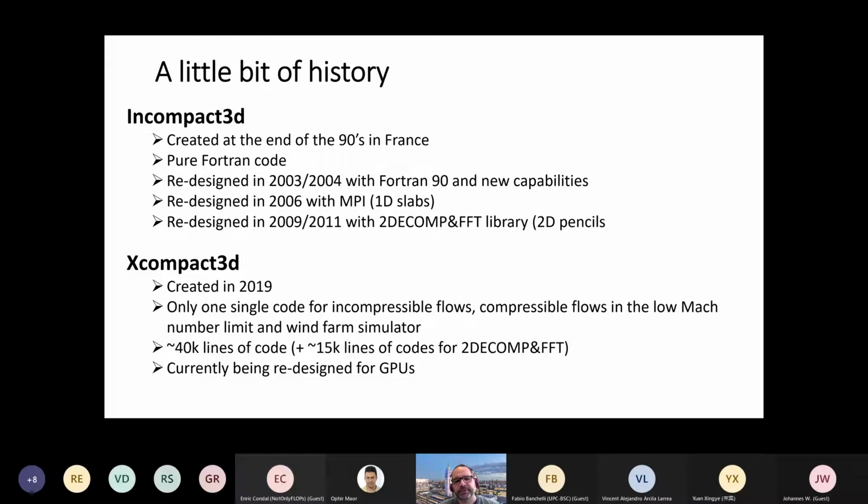Incompact is for incompressible flows, and compact because of the properties of the finite difference scheme. It was created at the end of the 90s in France. It is a pure Fortran code, still in 2022. It was redesigned in 2003, 2004 with modern Fortran, I would say. And then in 2006 with MPI, with 1D slabs, and in 2009, 2011 with 2D pencils using the 2D decomp and FFT library. Then Xcompact3D was created in 2019.